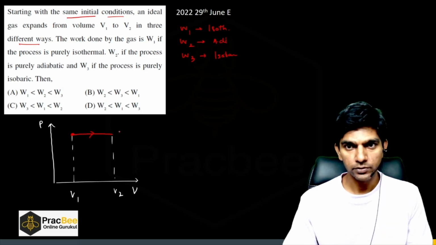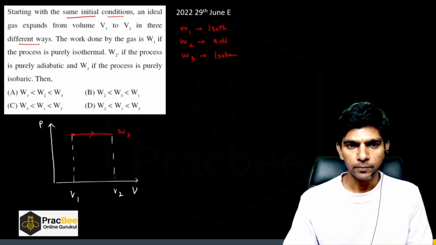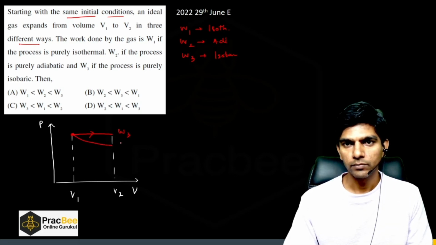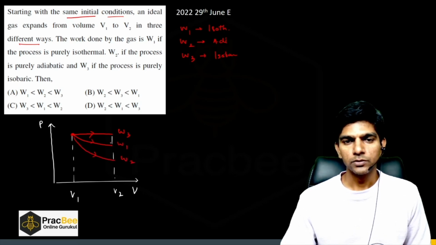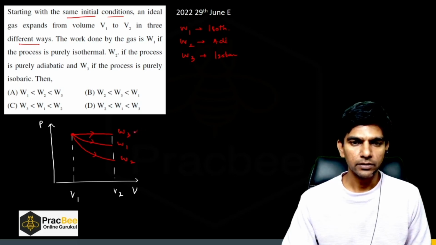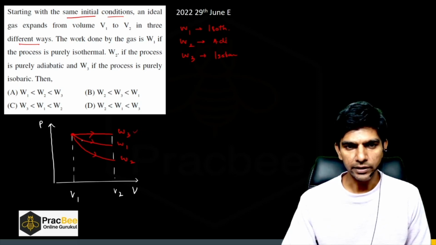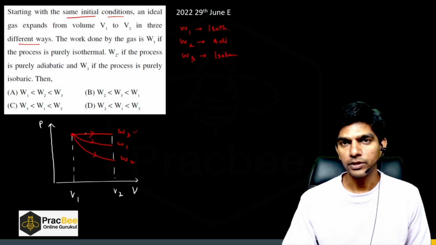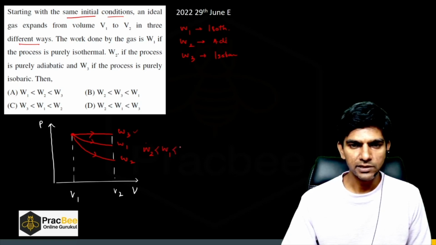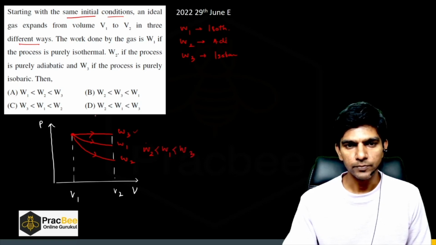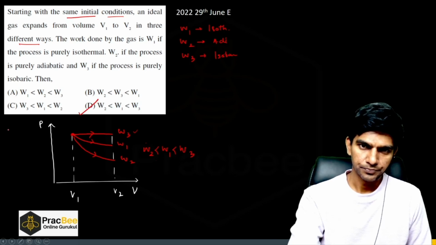In this case, the work done is given as W3, and then we'll be having isothermal, that will be W1, and then adiabatic, that is W2. We can clearly see that the work done W3 is the greatest because the area under the pressure-volume graph is greatest. So in the increasing order, W2 is less than W1 and W1 is less than W3. So 2, 1, 3. So option D is the right answer.